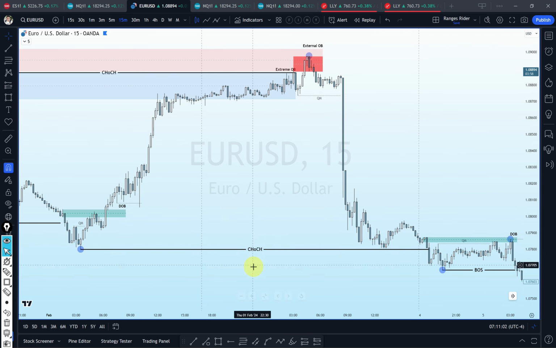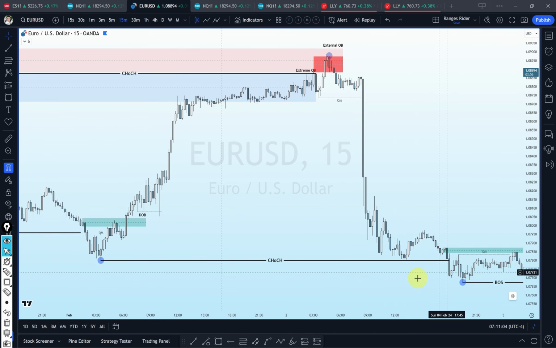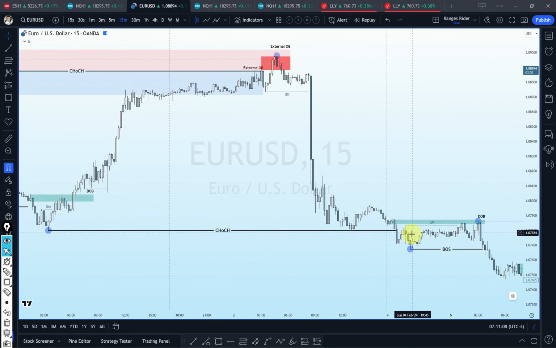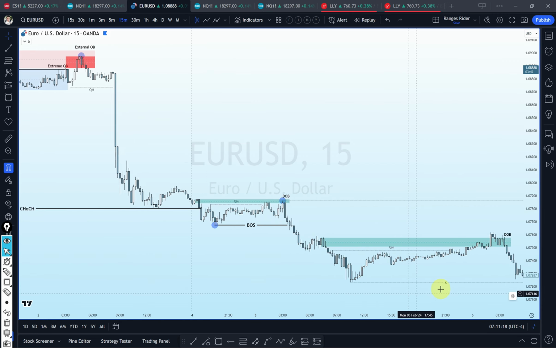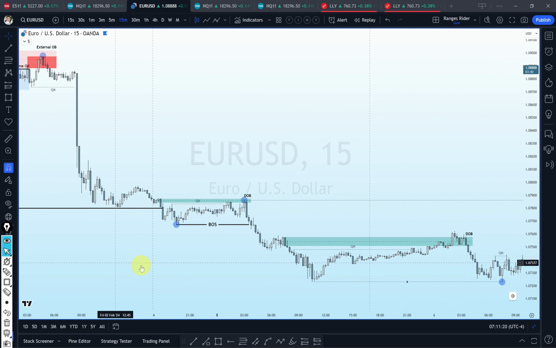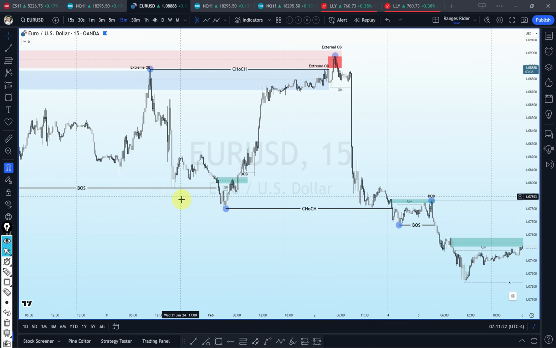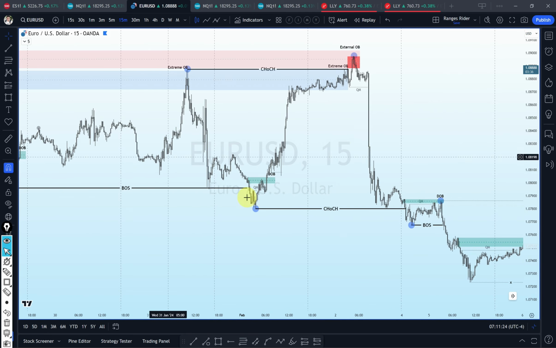And we are targeting the change of character. And once we reached here, now we are looking for another QM. From the other QM, from the decisional order block, we are short. Then another QM from the decisional order block, we are short. You see that these are all examples together, and every day the market is moving in the same fashion.